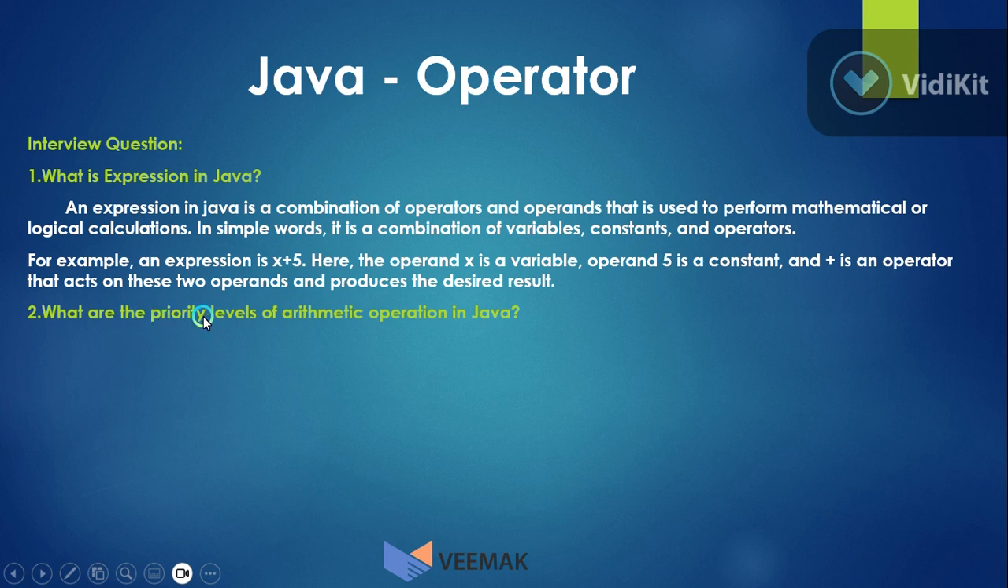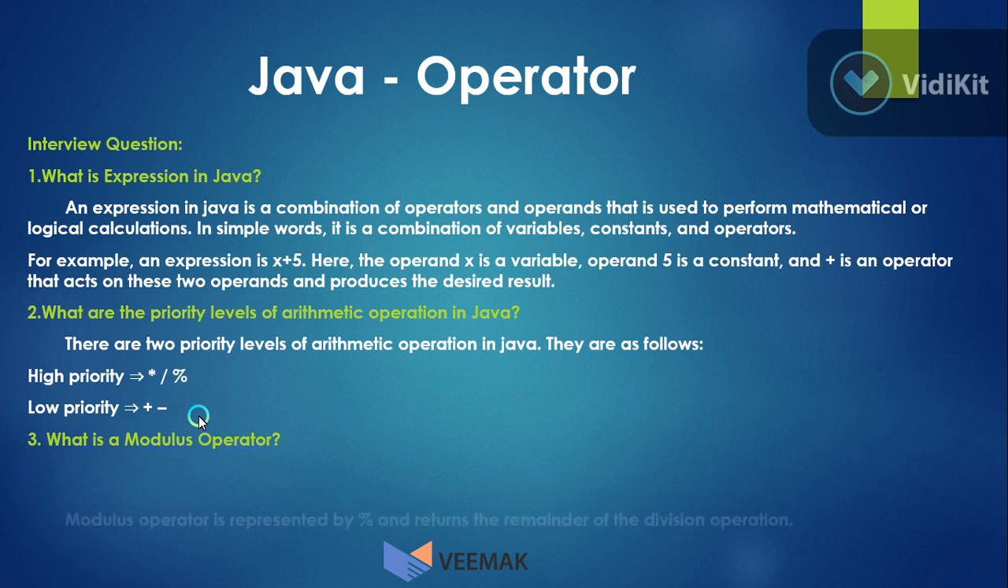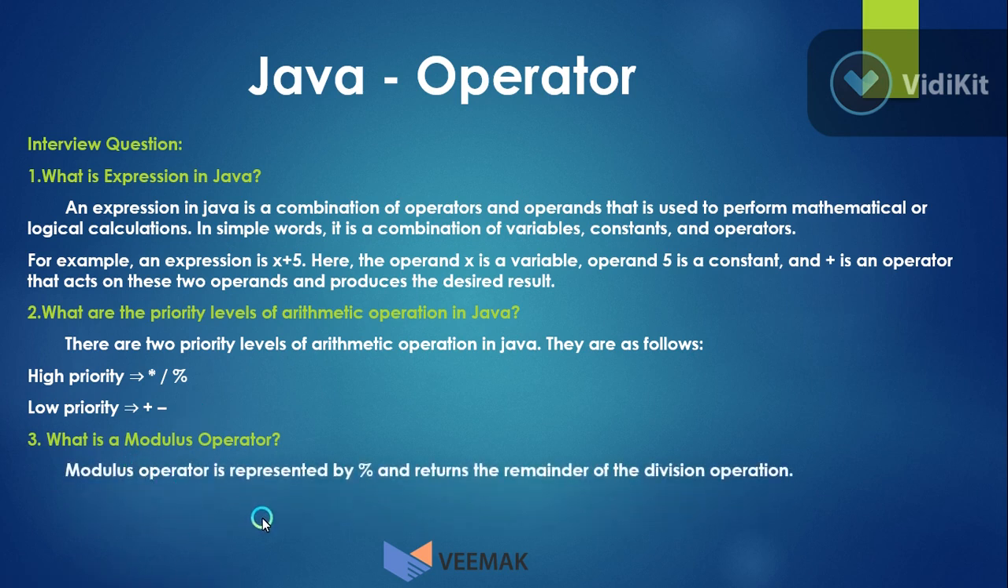What are the priority levels of arithmetic operators in Java? Arithmetic operators are addition, subtraction, multiplication, and division. There are two priority levels of arithmetic operators in Java. They are as follows: high priority and low priority. The multiplication, division, and modulus are the high priority. Plus and minus come under the low priority. What is the modulus operator? The modulus operator is represented by the percentage sign and returns the remainder of the division operation.